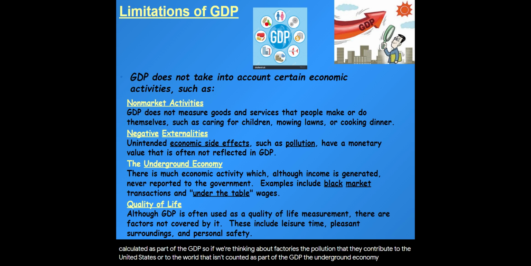The underground economy, so you can think of this as the black market or people who work under the table. People who are making money, who are working jobs, but aren't necessarily filing taxes or making sure that they are being counted properly. They're getting paid cash under the table. And it also, of course, does not count our quality of life. It counts money, how much we're making, how much we're producing, but it doesn't count how happy people are in the country. That needs to be considered as part of a country's success as well.